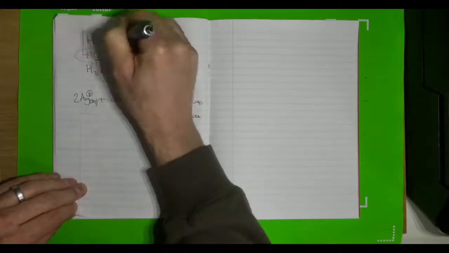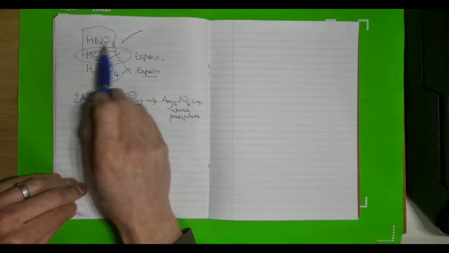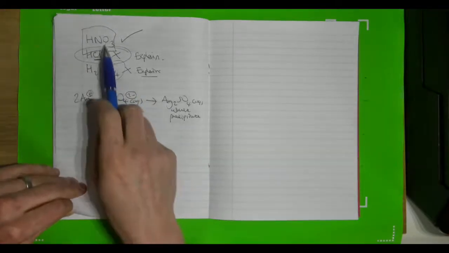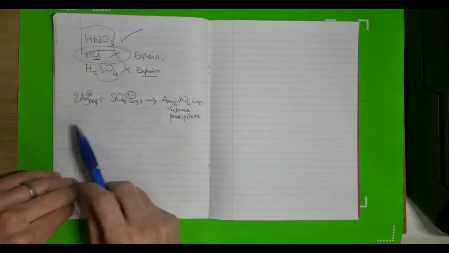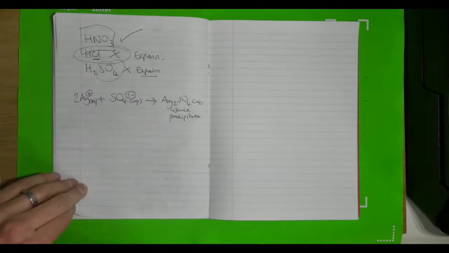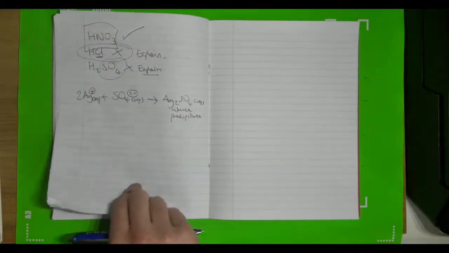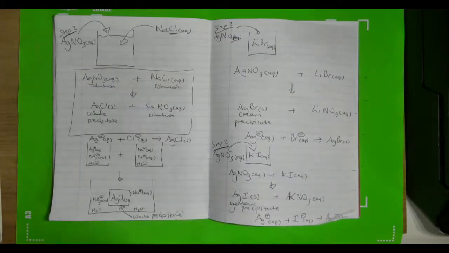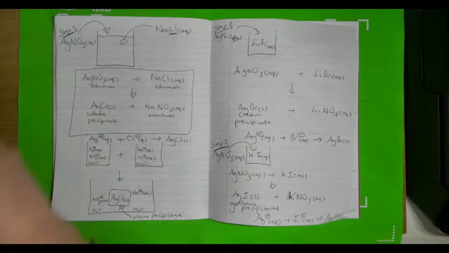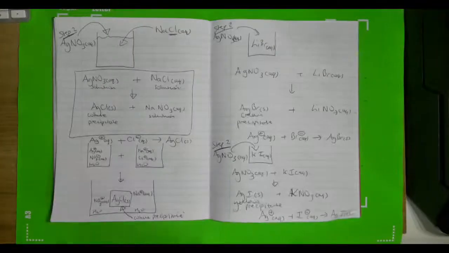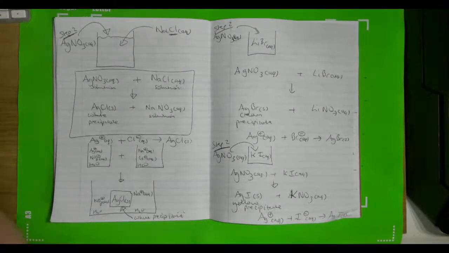Nitric acid, remember, the nitrate ions can react with the silver ions, but silver nitrate is soluble, so it's not going to produce a precipitate at all. So that's how you test for chloride, bromide, and iodide. Remember, you can't do fluoride, because silver fluoride is soluble, so you can't use this test to test for fluoride ions.